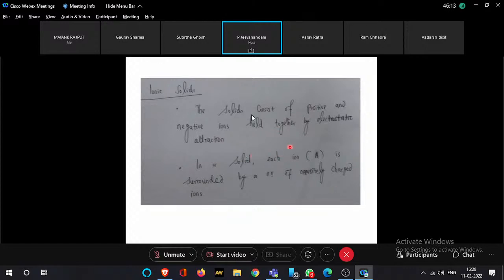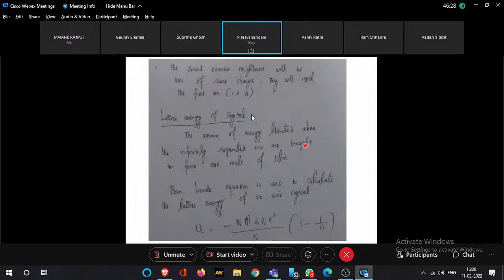Now, ionic solids, there are so many examples. Basically, the solids consist of positive and negative ions held together by electrostatic forces. Each ion will be surrounded by oppositely charged ions, and the second neighbors will be similar to what you started with, so the original ion on the second layer will start repelling. All of you are familiar with ionic solids.